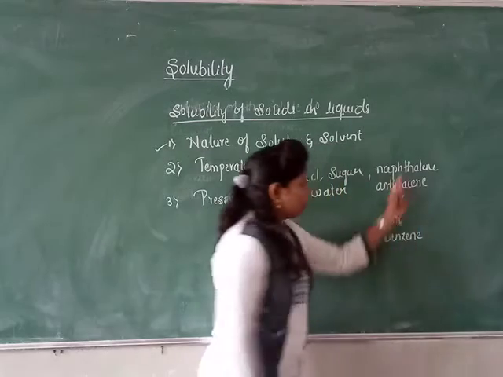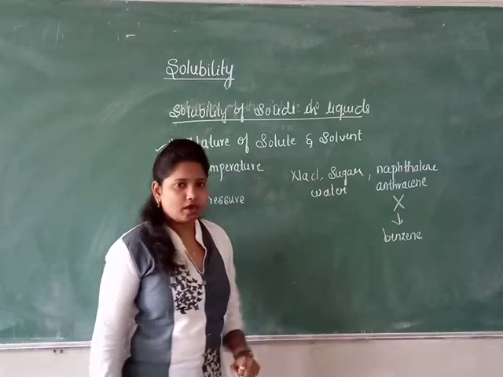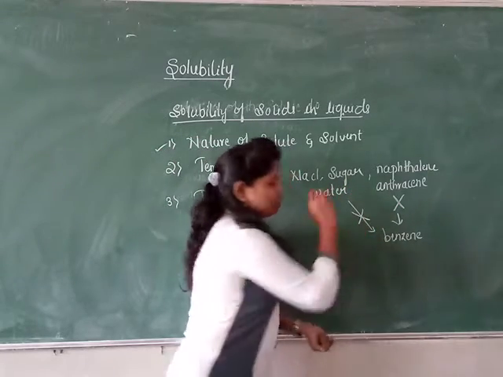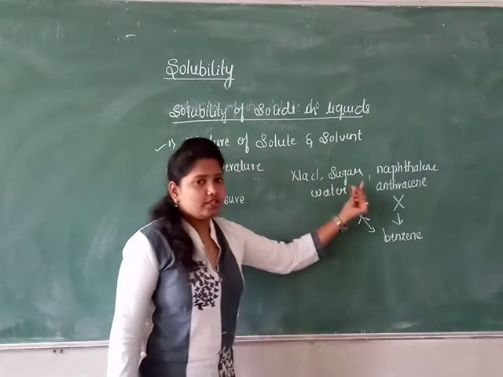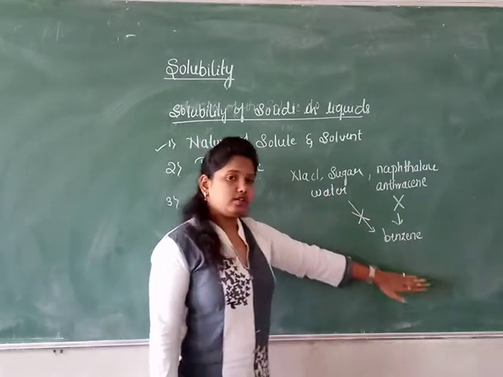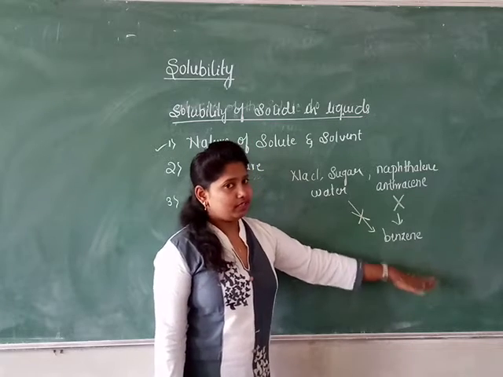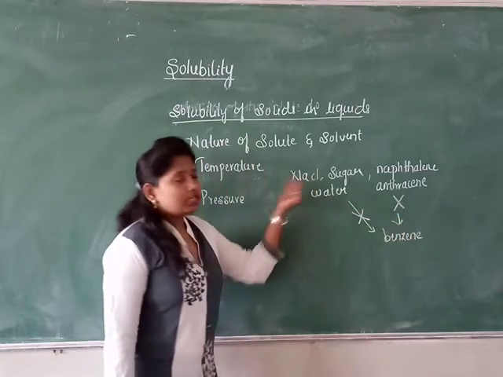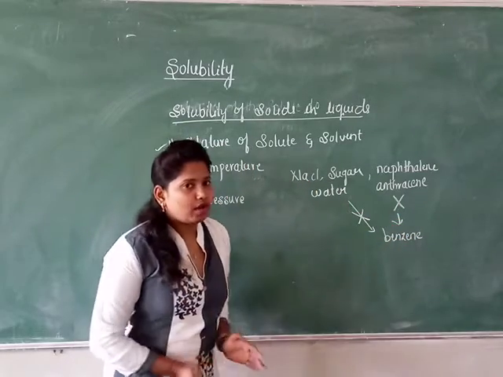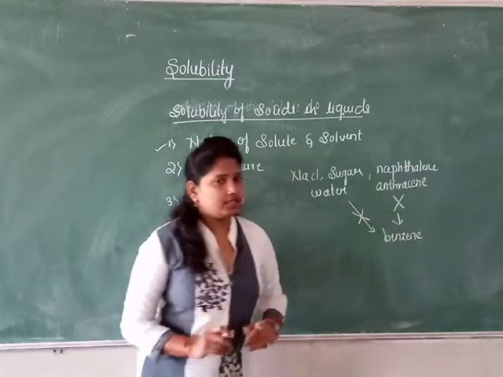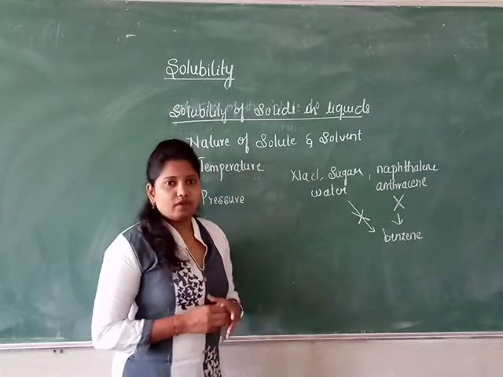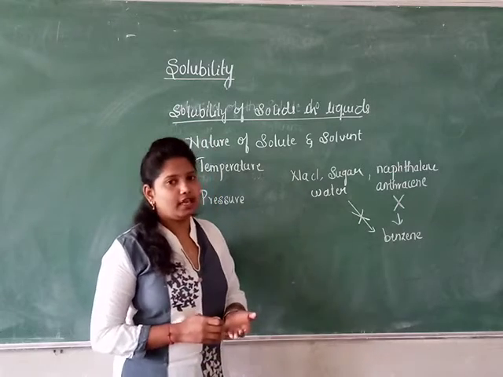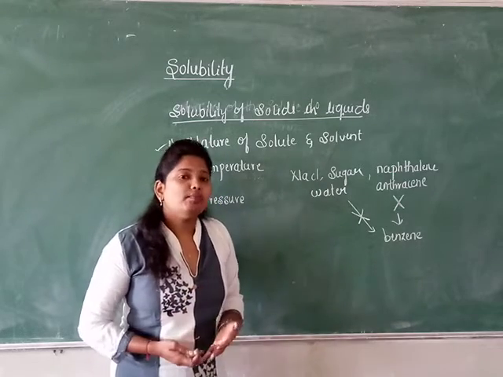Okay. Naphthalene and anthracene dissolve in benzene, whereas sodium chloride and sugar do not dissolve in benzene. Why? Because sodium chloride and sugar are polar solutes. They do not dissolve in non-polar solvents. Benzene and toluene are non-polar solvents. Naphthalene and anthracene are organic substances that dissolve only in organic solvents, or non-polar solvents.